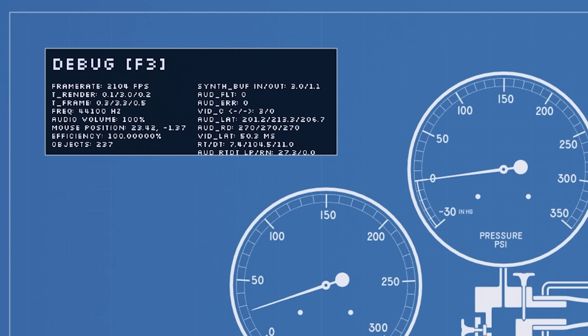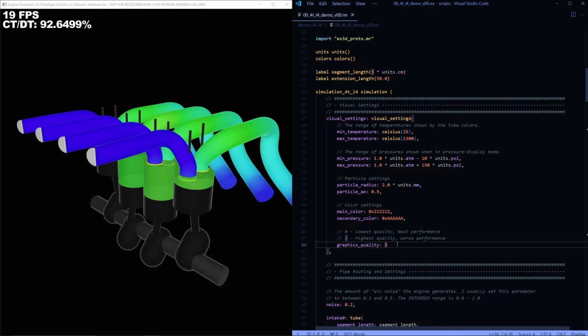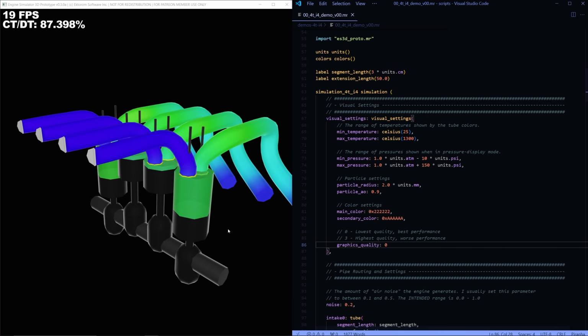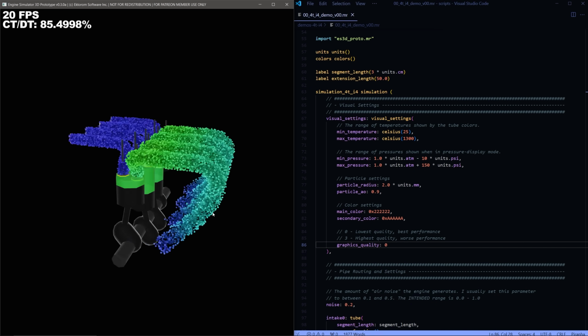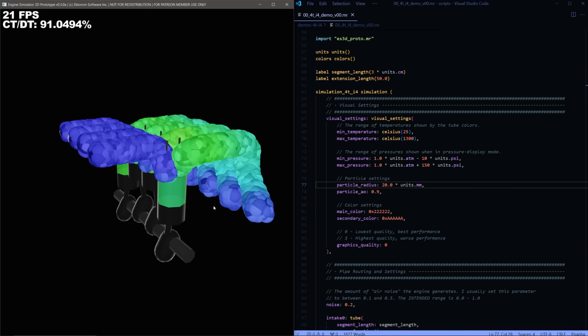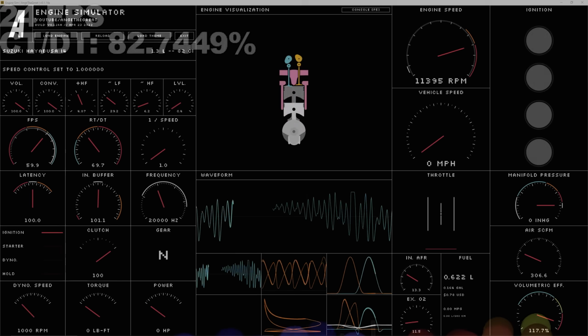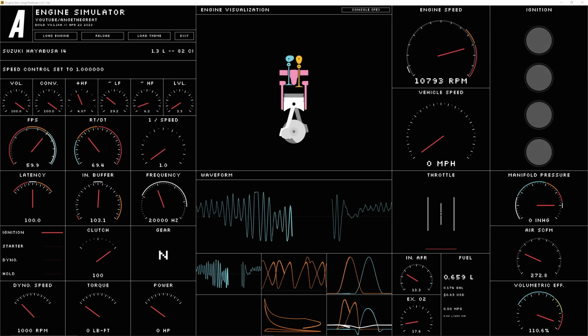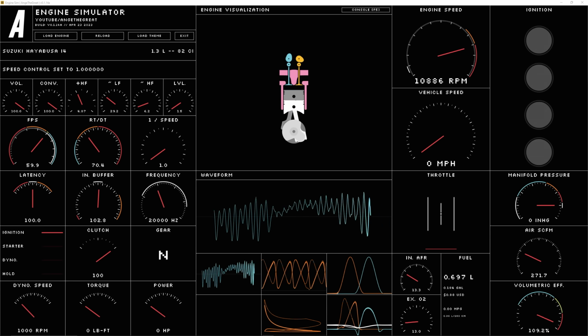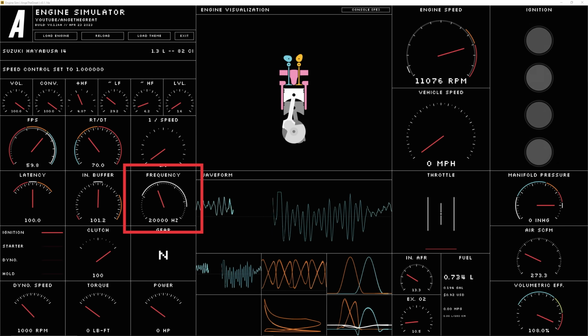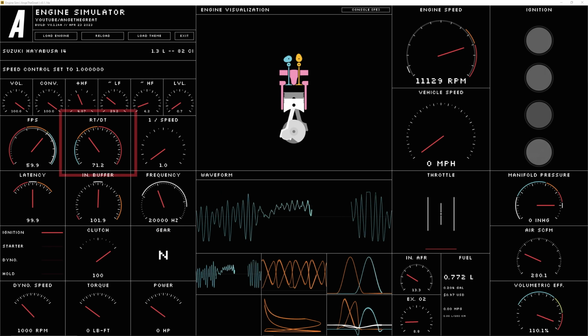For now though, we can work around the issue by just lowering the graphics settings, freeing up some CPU time in the main thread. This did fix the issue, but the visuals just aren't going to be as nice for this video. We can see that our real-time factor is averaging about 86%, which is a bit higher than I'd like. Just for reference, here is a similar 4-cylinder engine running in the old engine simulator at a simulation rate of 20 kHz, and the real-time factor is at around 69%.